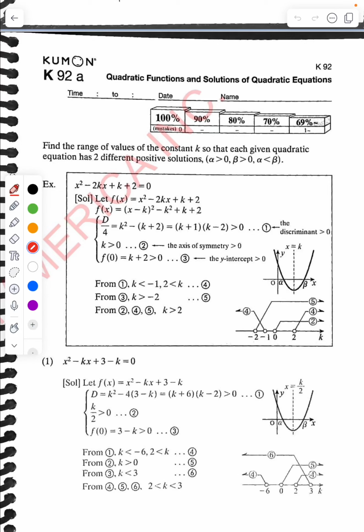All right, folks, in this video we're gonna dive deep into page 92 and also 93. So let's take a look at the example question. Find a range of the values of a constant k so that each given quadratic equation has two different positive solutions. Very important information here is that we have two different positive solutions. It tells you that alpha is greater than 0, beta also greater than 0, alpha is smaller than beta.